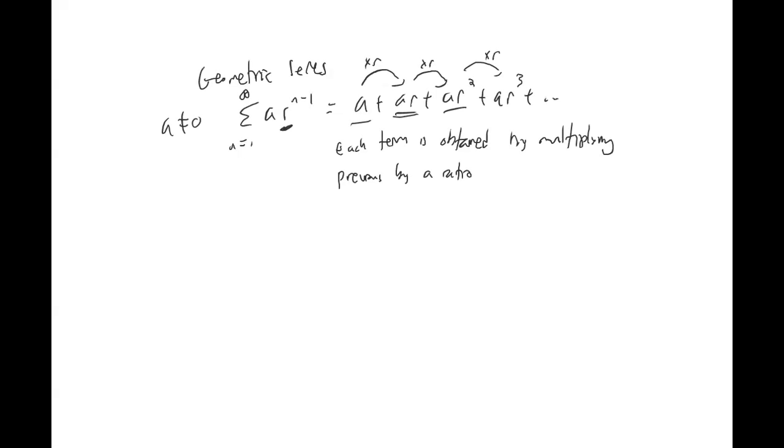And what we figure is that this is equal to a over 1 minus r if the absolute value of r is less than 1. This is what I mean by we know exactly what it converges to, or it diverges if the absolute value of r is bigger than or equal to 1.